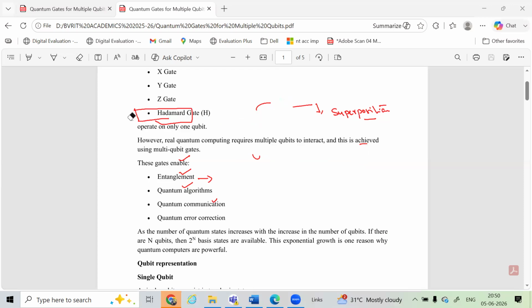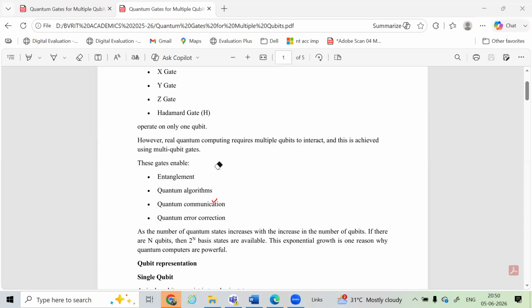So here, the multiple qubit advantage is that it is suitable for entanglement, for quantum algorithms, and for quantum communication, and it supports error correction. But from the exam point of view, what we need to write is the information about the quantum gates for multiple qubits.